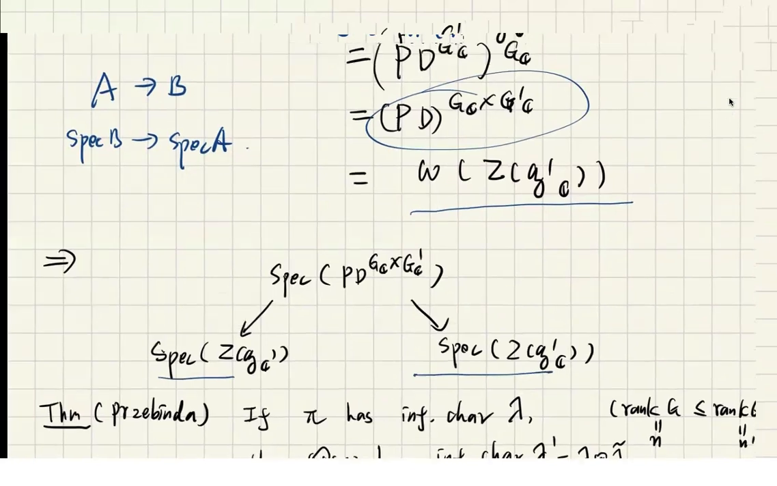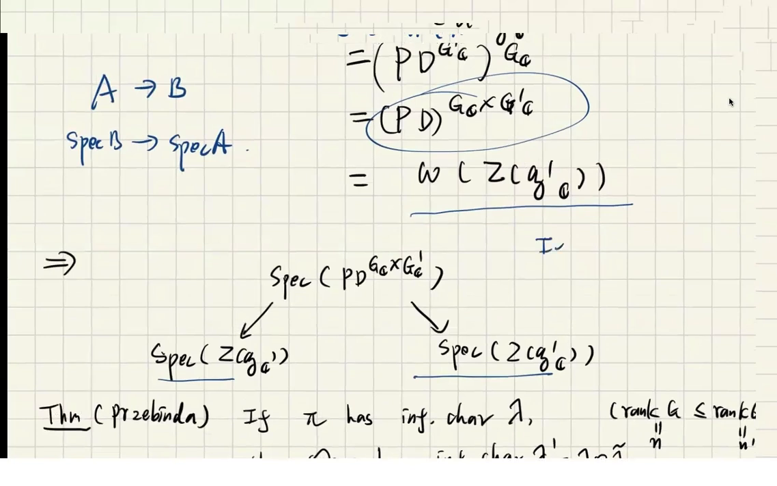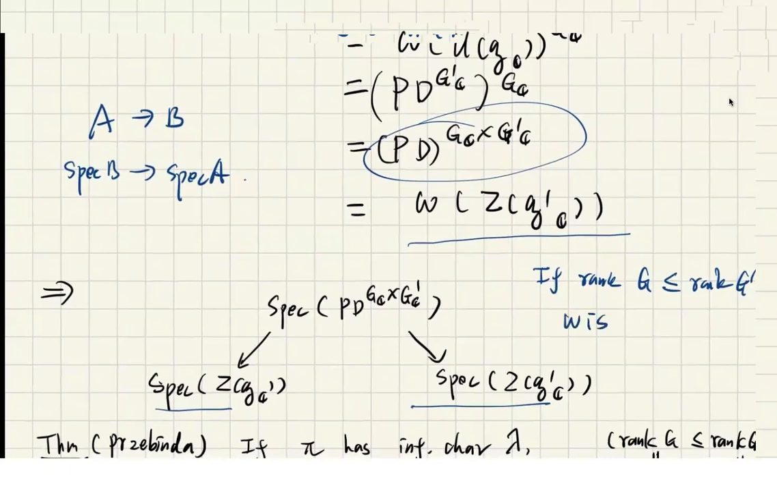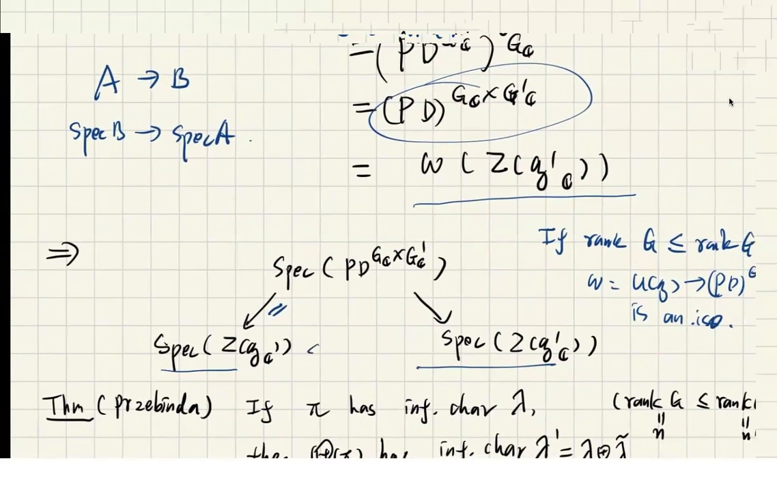But there's one more thing: if rank G is less than or equal to rank G', then this omega from U(g_C) to the polynomial differential operators G' C invariants is an isomorphism. So in this case you see this is an isomorphism, and therefore you have an embedding of Spec of, say, the center of g_C into Spec of the center of g'_C.